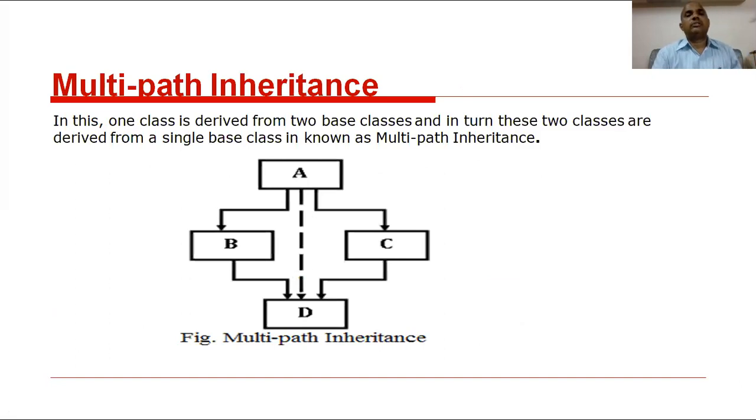Then the next one is multi-path inheritance. There are many paths. So this is A, this is D. In between, these classes are working. Here A, B, C and A, C, D. Clear, all of you? Then this is the inheritance concept in C++.